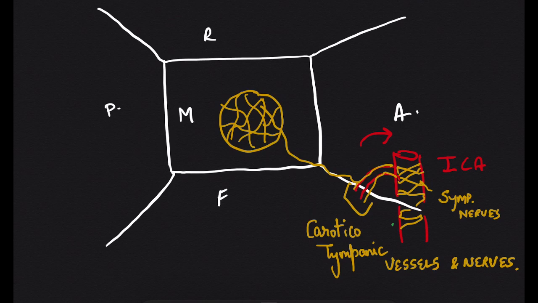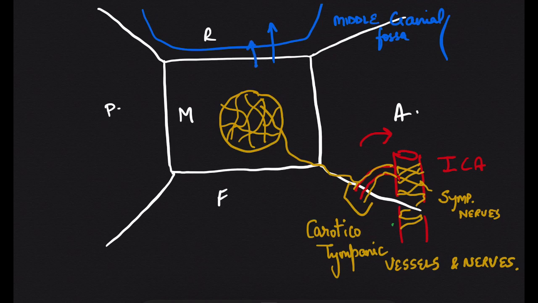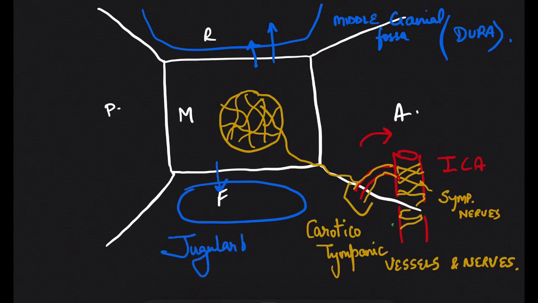Okay, now talking about the roof. Superiorly, if we drill the roof, we'll find the middle cranial fossa. What we'll find actually is the middle cranial fossa dura. Now below the floor lies the jugular bulb, from where the internal jugular vein will start. That jugular bulb lies just below the middle ear.